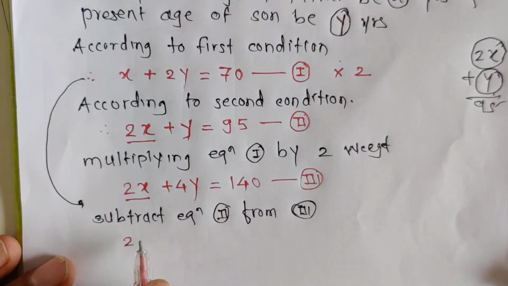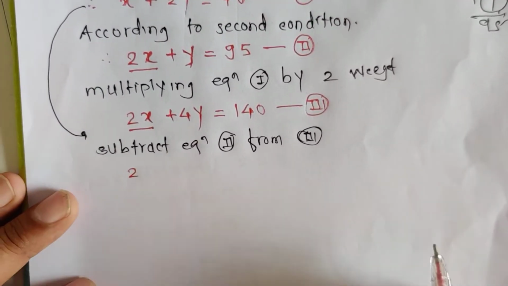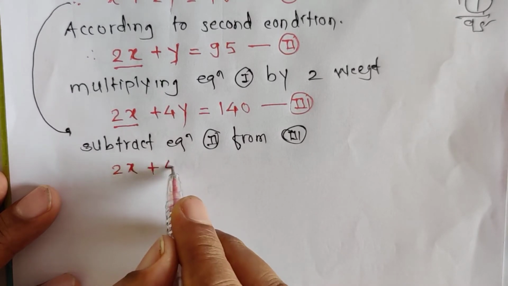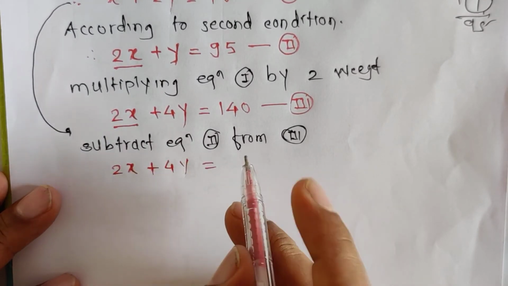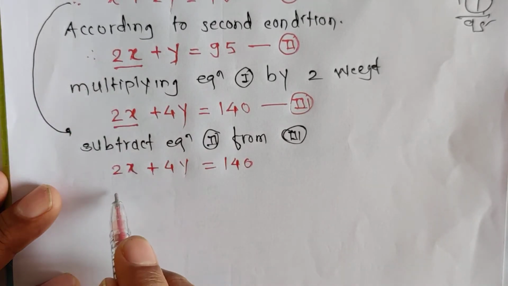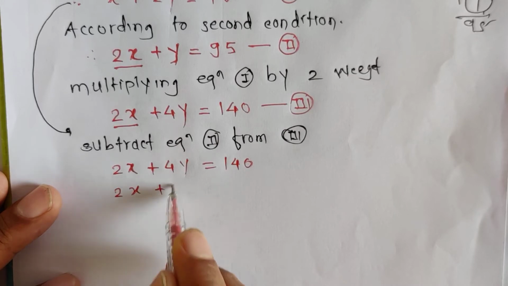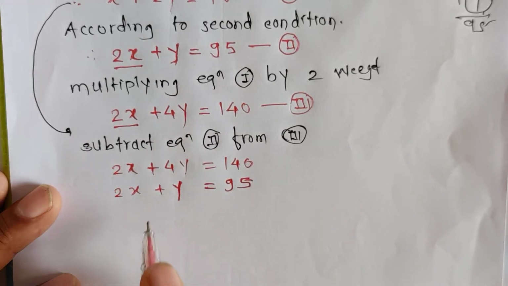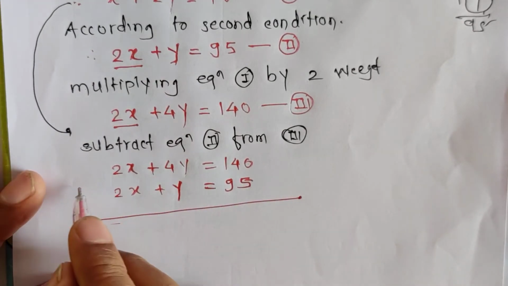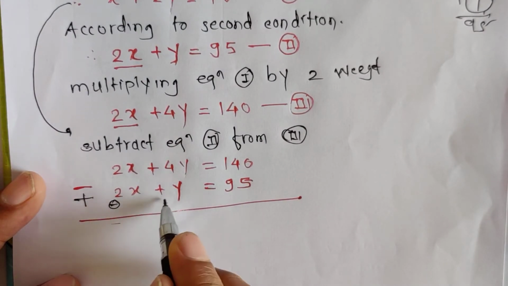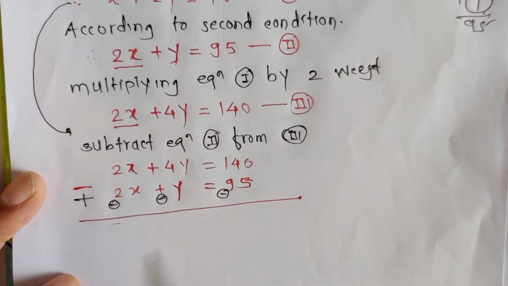So first write equation 3. What is equation 3? 2x plus 4y is equal to 140. And here it is equation 2. 2x plus y is equal to 95. Now while subtracting, instead of subtracting, add and change the sign of the terms of the second equation.